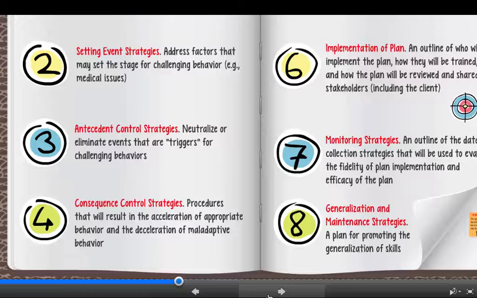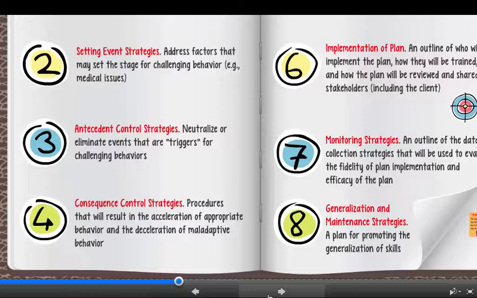So for that reason, we're always looking at setting events and things that we could address that will be influencing the person's challenge and the behavior. And we need to be addressing those issues many times with the medical community in order to ensure that those things are not factors any longer.